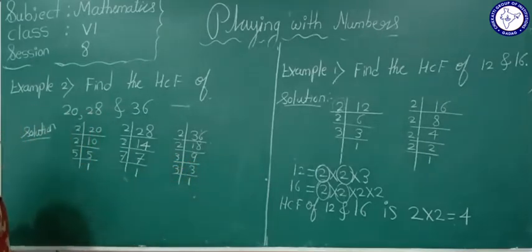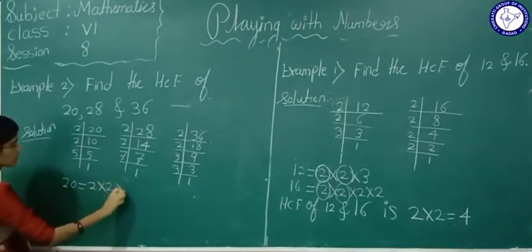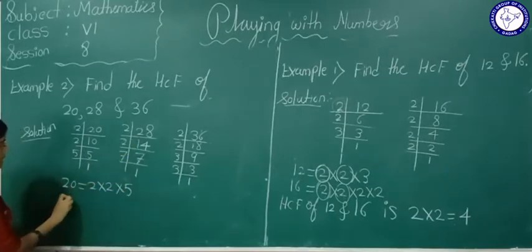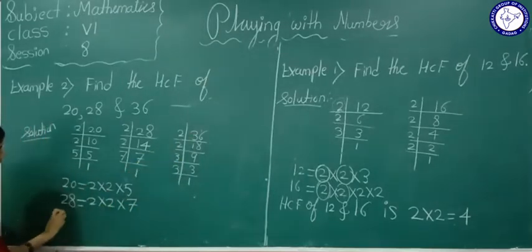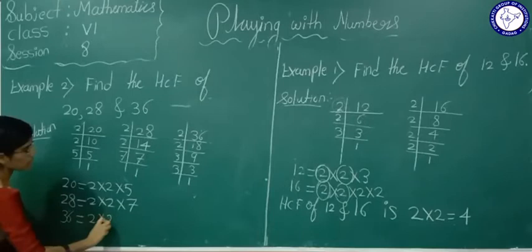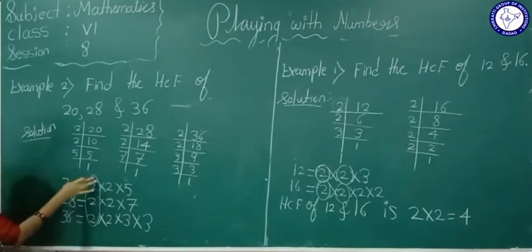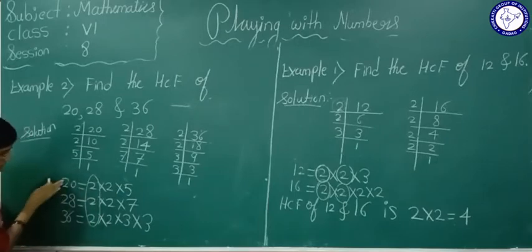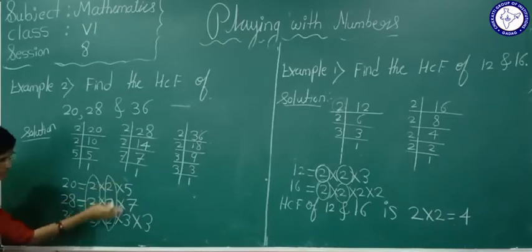What does the rule tell us to find the HCF? You do the prime factorization. So what is the prime factorization of 20? That is 2 multiplied by 2 multiplied by 5. What is the prime factorization of 28? It is 2 multiplied by 2 multiplied by 7. What is the prime factorization of 36? It is 2 multiplied by 2 multiplied by 3 multiplied by 3. Now see here, 2 is common in all 3 numbers, right? Again here 2 is common, right? And is anything else common in all 3?